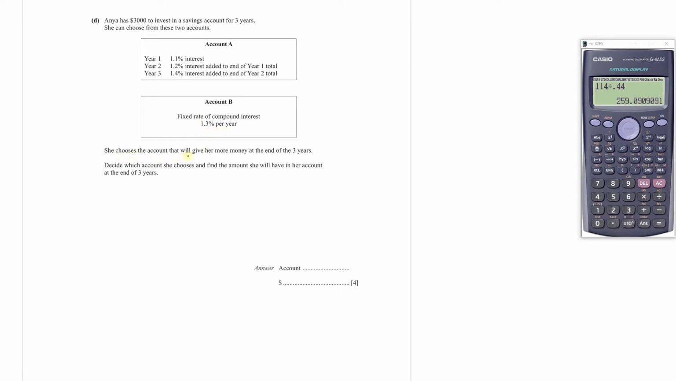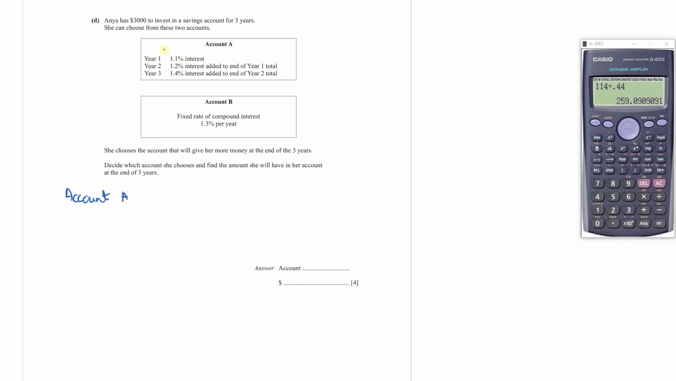She chooses the account that will give her more money at the end of 3 years. Decide which account she chooses and find the amount she will have in her account at the end of 3 years. So we can calculate the amount she will have if she chooses account A, and then calculate the amount she will have after 3 years if she chooses account B, and then compare the two. So let's first do it for account A.